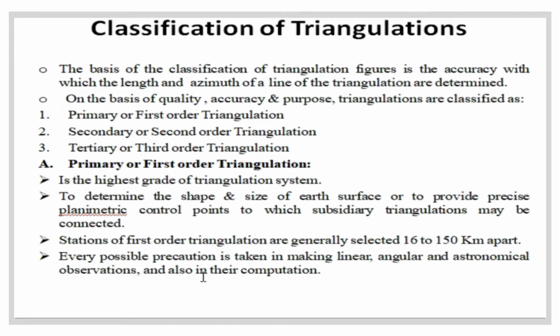A. Primary or first-order triangulation. It is the highest grade of triangulation system, used to determine the shape and size of the Earth's surface or to provide precise planimetric control points to which subsidiary triangulation may be connected. Stations of the first-order triangulation are generally selected 16 to 150 kilometers apart. Every possible precaution is taken in making linear, angular, and astronomical observations and also in their computation.